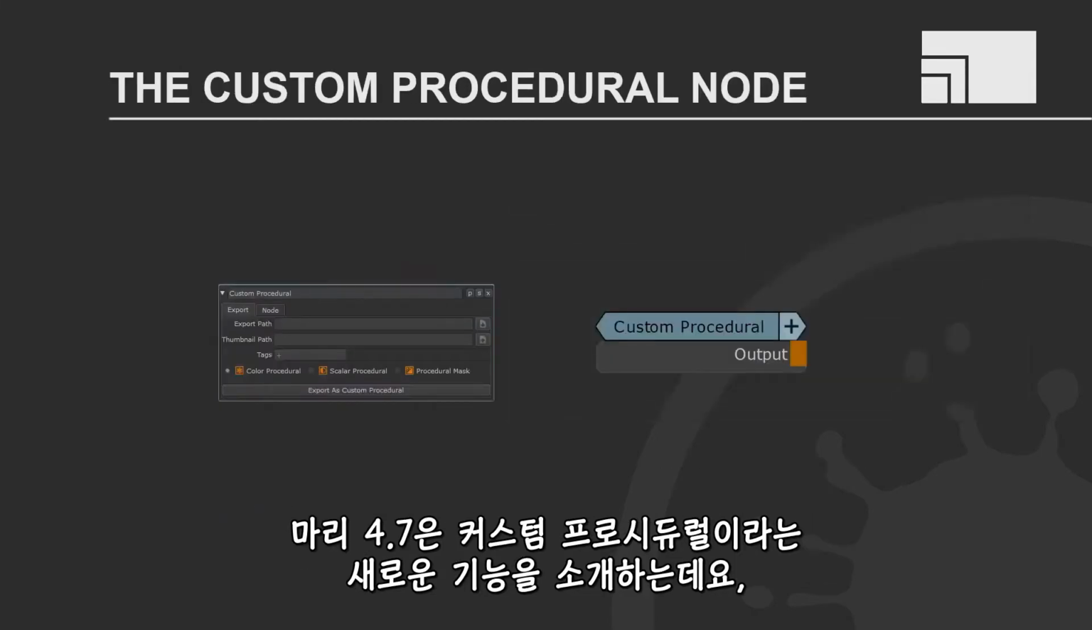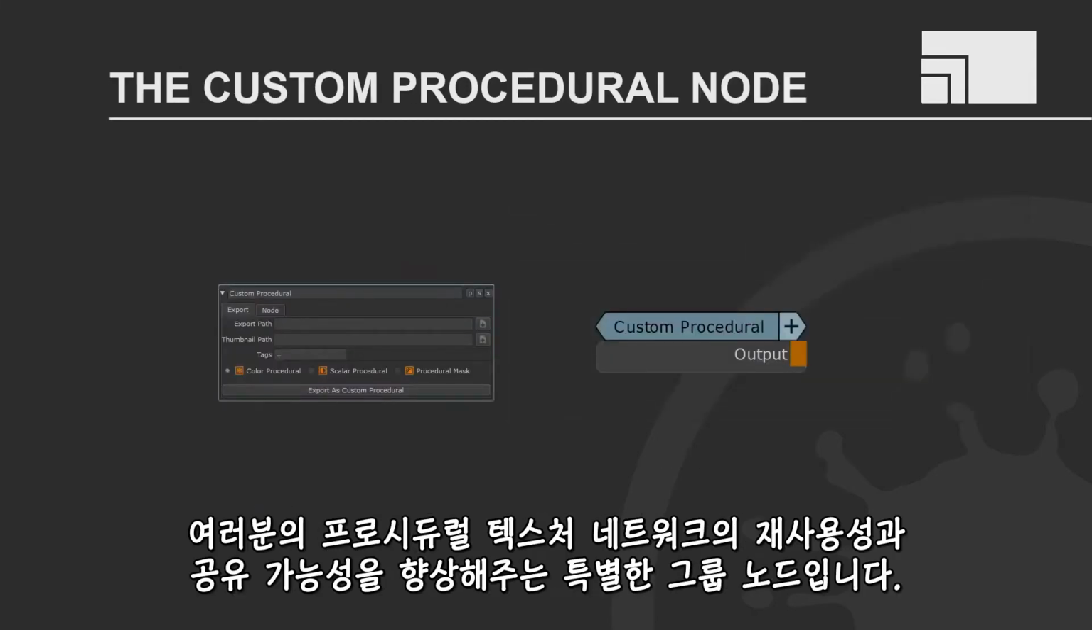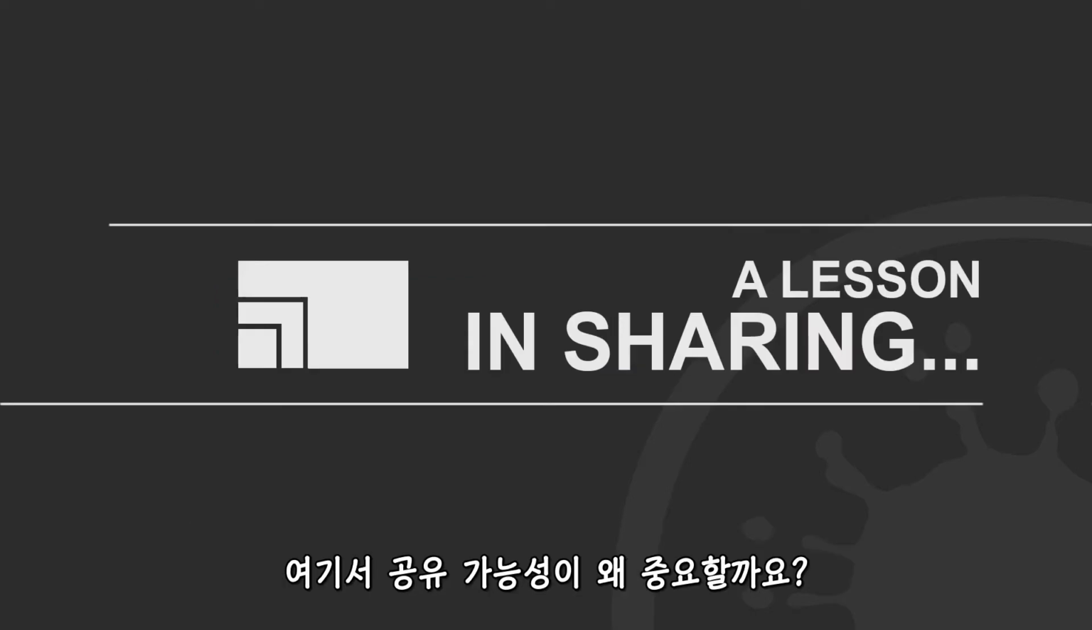Mari 4.7 introduces a new feature called Custom Procedurals, which is a special type of group node to improve the reusability and shareability of your procedural texture node networks. Now, why is shareability important in this instance?